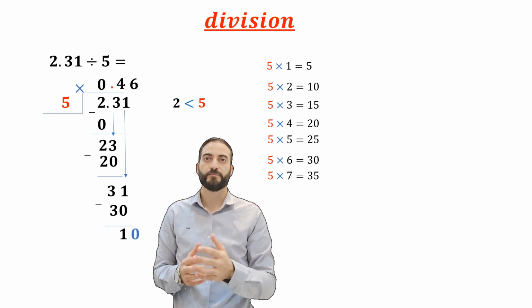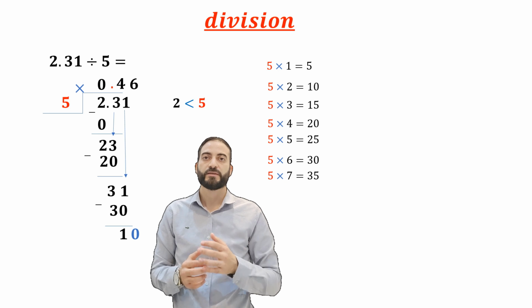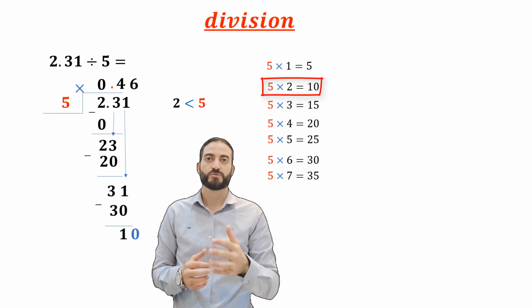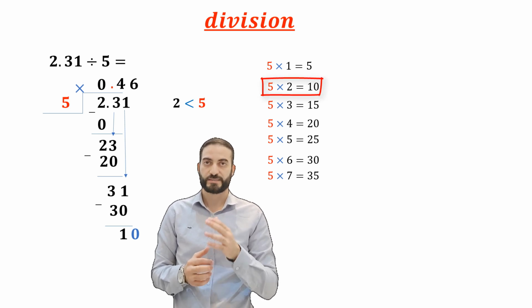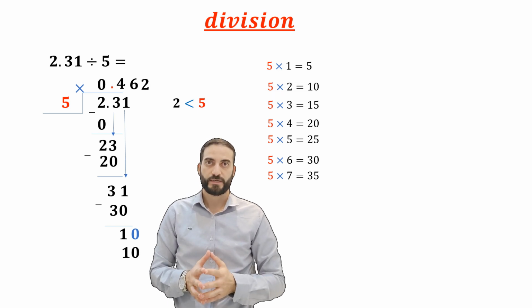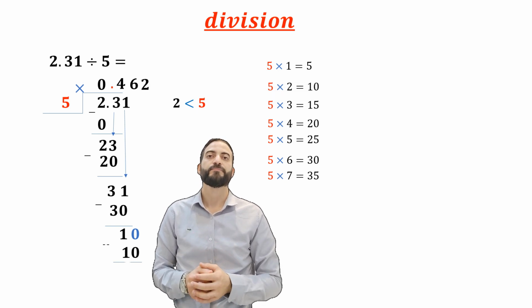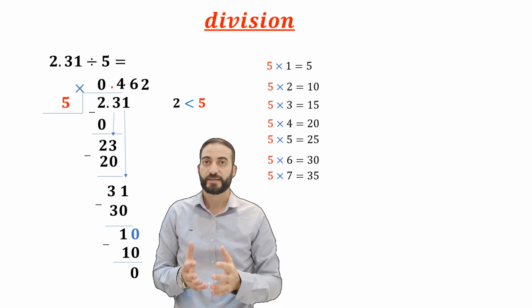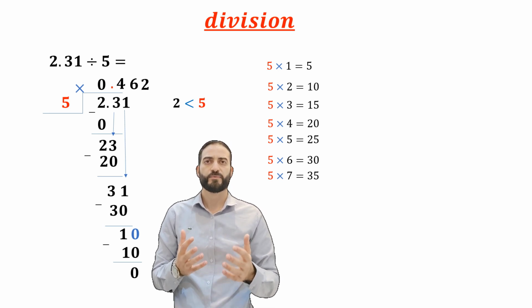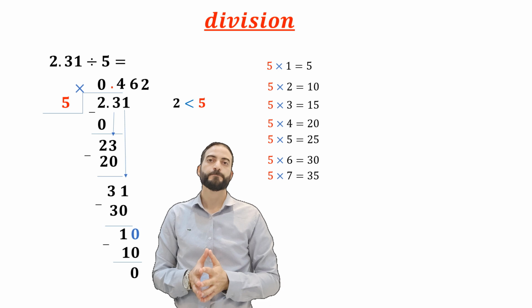So we get 10. We notice that here 5 times 2 equals 10. So we put this 2 here and multiply it by 5 to get 10. Here we do subtraction. 10 minus 10 equals 0, and the process ends.